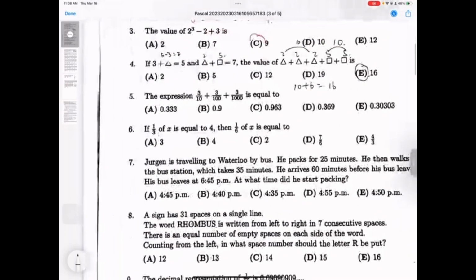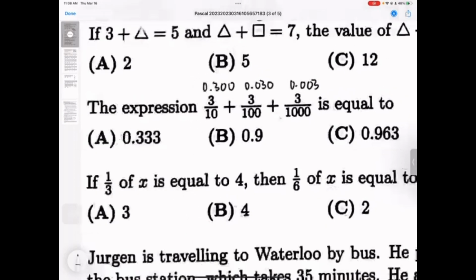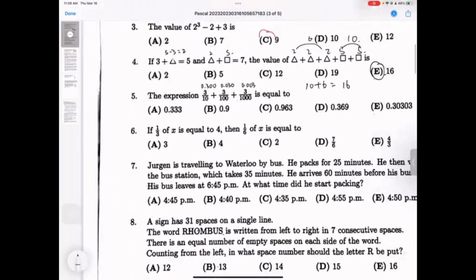Okay, so the expression 3 out of 10 plus 3 out of 100 plus 3 out of 1,000 is equal to, so we know that 3 out of 10 is 0.300, and 3 out of 100 is 0.030, and then 3 out of 1,000 is 0.003, and then we basically just add them up, and this equals 0.333, and that is A.